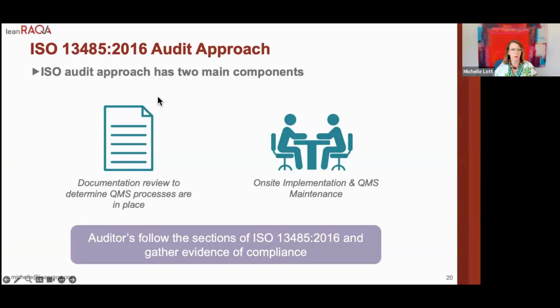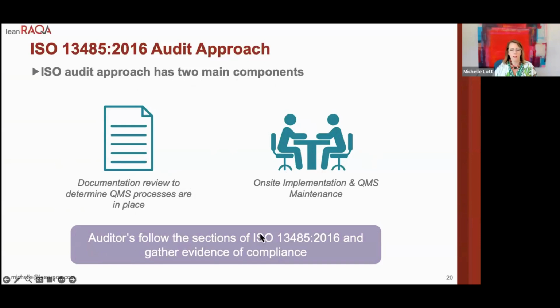Let's go forward. Okay. So now we're going to shift gears and talk about the current methodology for the ISO 13485:2016 approach. So the ISO audit approach has two main components. There is usually a documentation review that happens remotely where they ask for your quality manual and specific procedures. They will review those in advance, and then they come on site to physically look at the objective evidence that is outlined in your documentation.